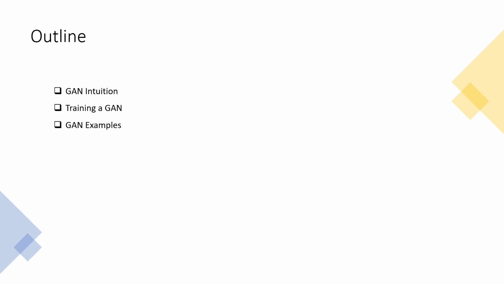So we will first see what we can use GANs for. It's the GAN Intuition part, and then we will see how we can train a GAN. And then we will see some examples. Then we will have a hands-on example with Tensorflow, how we can basically use Tensorflow to train a GAN. Okay.